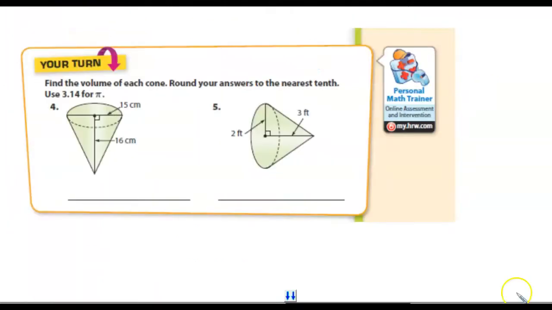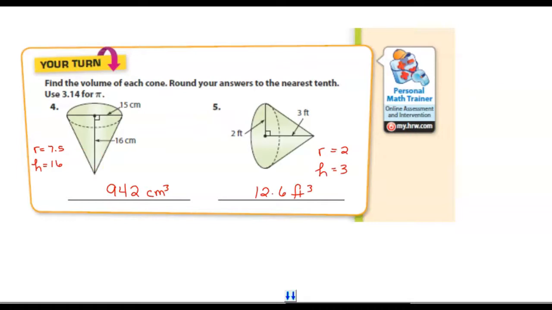Okay, so your turn, number 4. I would like for you to work out number 4, identify all the parts. So we need the radius and we need the height of the cone, and then I need for you to work it out, rounding your answers to the nearest tenth and using 3.14 for pi. Because we had a diameter of 15, we need to have a radius of 7.5. We know that the height is 16. So we take 3.14 times 7.5 squared times 16, divide the whole thing by 3, and we get 942 centimeters cubed.